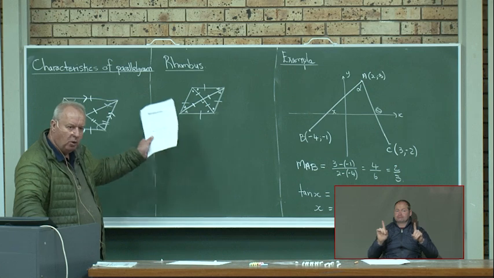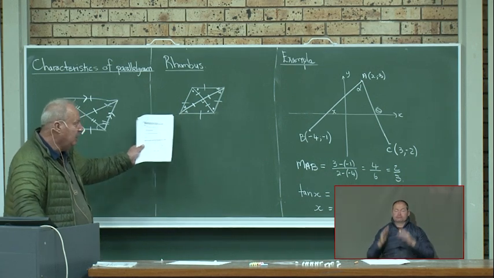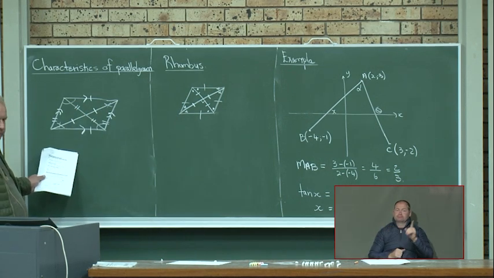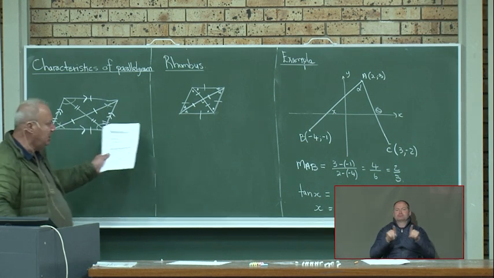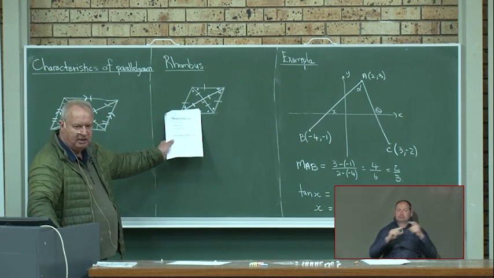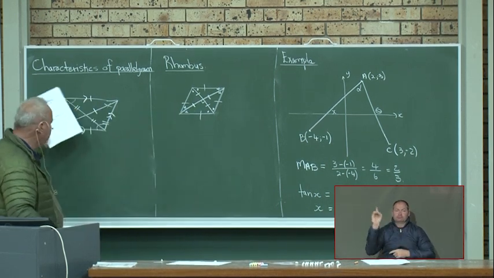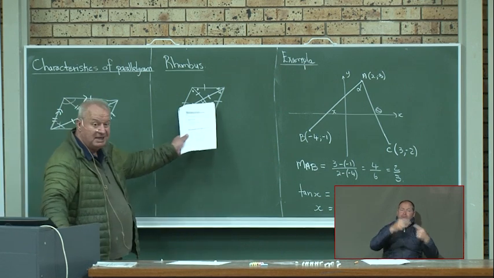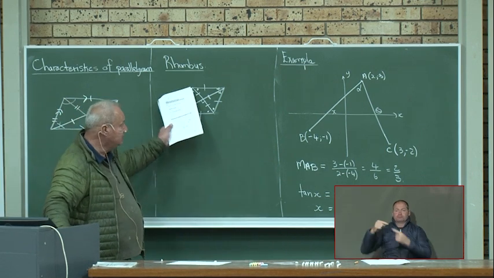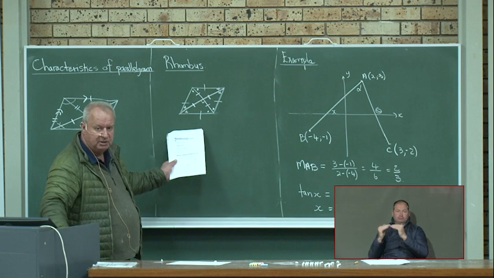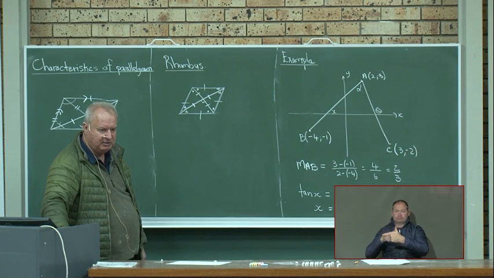So what are the characteristics that make it different? In a rhombus, all sides are equal. In a parallelogram, opposite sides are equal. Here diagonals bisect each other. Here the diagonals bisect each other at 90 degrees. Here opposite angles are equal, but in the rhombus the diagonals also bisect the interior angles. So those are the characteristics that make it different.